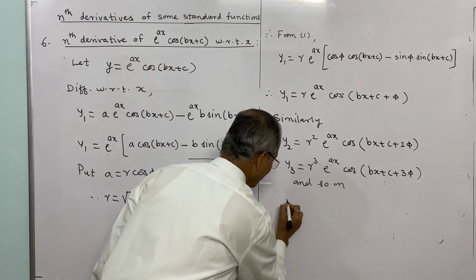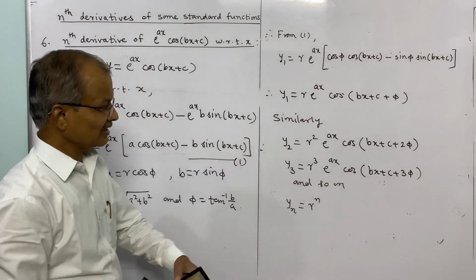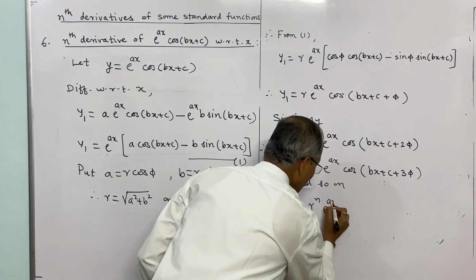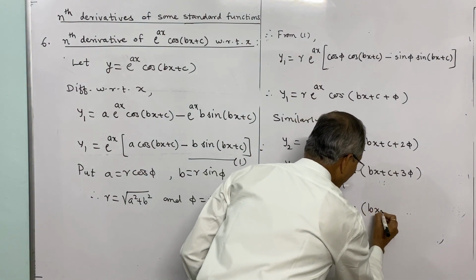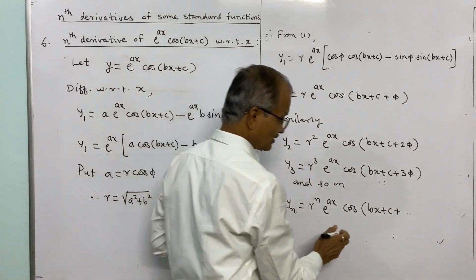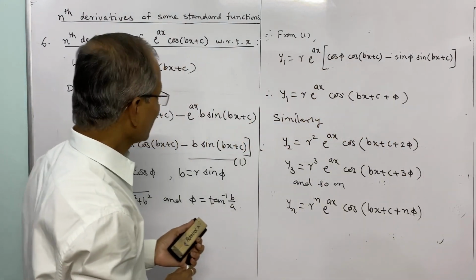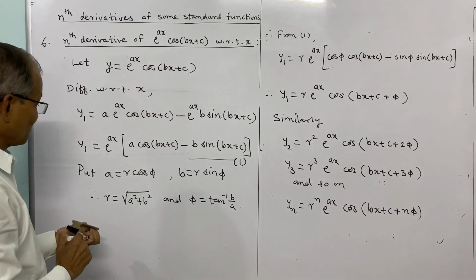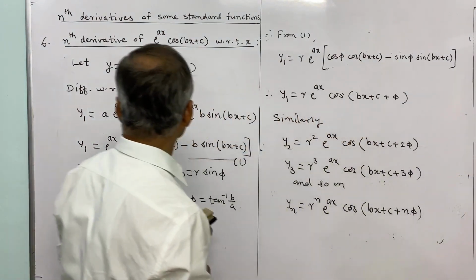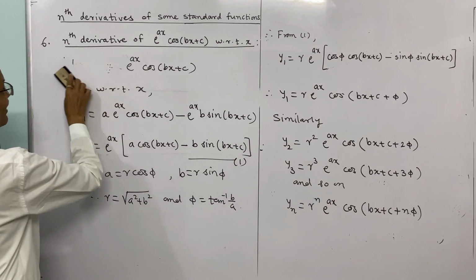And so on. What will be yn? yn will be r to the power n. See, y3 is r cube, yn will be r to the power n, and e to the power ax cos of bx plus c plus, this is 3 times phi, and for yn it is n times phi. So this is our yn that we have obtained. Now we should use the value of r and phi, and that will be the expression for the nth derivative of y, and thus our formula will be the nth derivative of y means this.